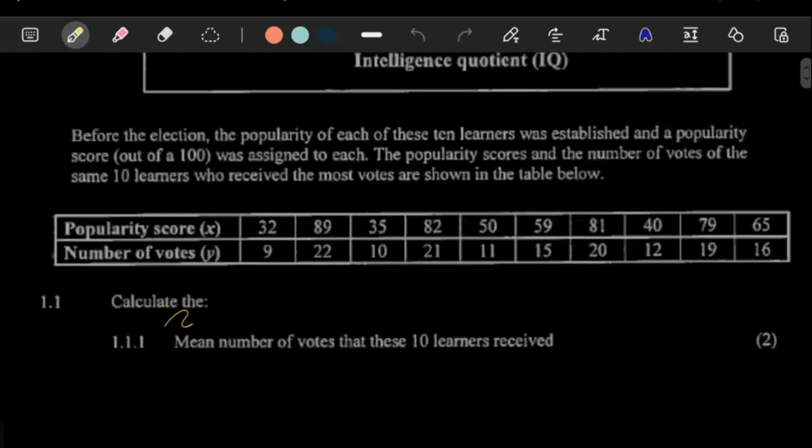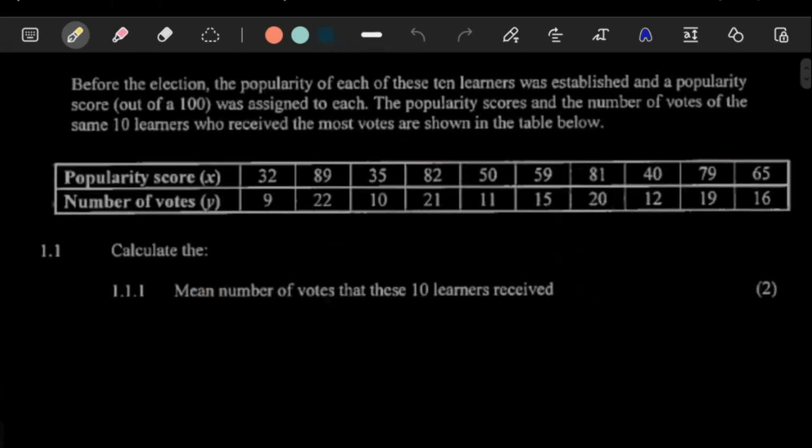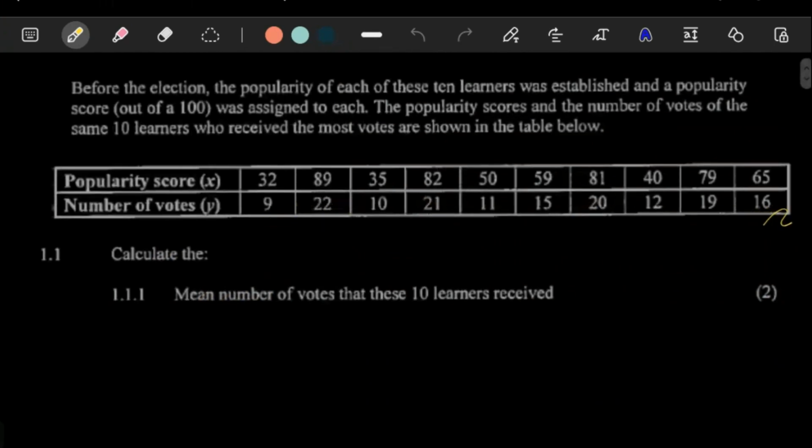And then it says here for 2 marks, calculate the mean number of votes that these 10 learners received. So mean, it means that you're going to have to add up each of these numbers, the votes. So you have to add up each of these values and then you have to divide it by 10. So it's going to be 9 plus 22.